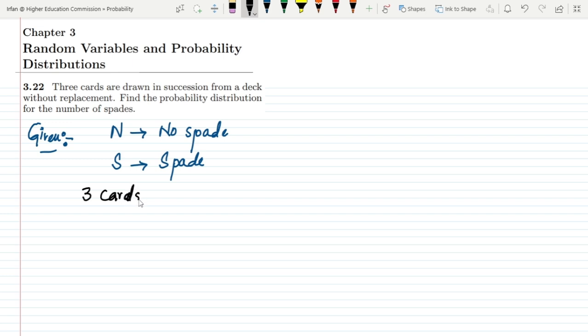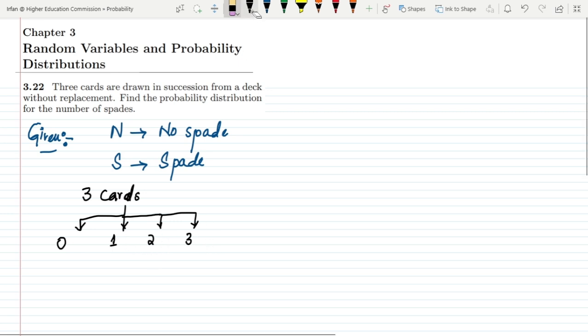Okay. So in these three cards we can either have zero spades, one spade, two spades, or at most three spades. So we have to find the probability of each number of spades here. As you know, these are the numbers of spades in three turns. Let me solve it first.